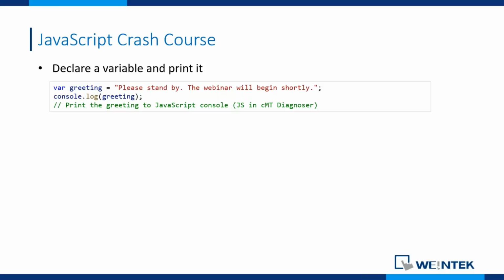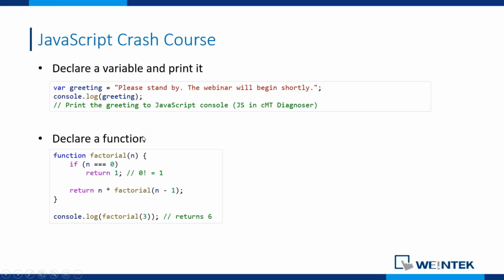So let's see some code here. First, we're going to declare a variable and print it. So right here, I declare a greeting variable as a string: "Please stand by. The webinar will begin shortly." And then print out the string.